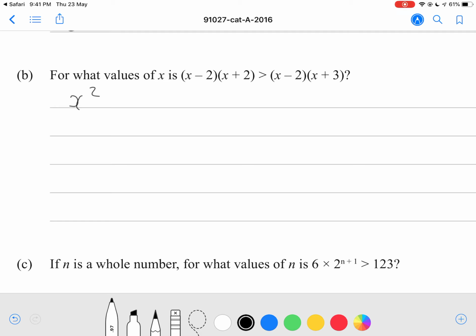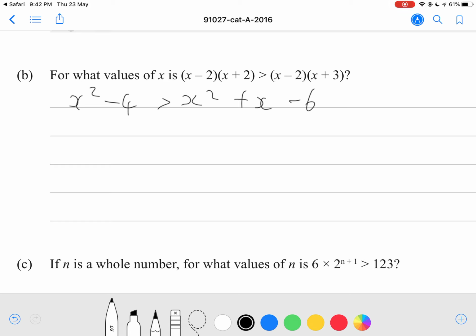So minus 2 and plus 2 cancel out, so there's no b value. So x squared minus 4 is greater than x squared plus, so positive 3 and negative 2 make positive 1x. So x squared plus x, and negative 2 times positive 3 is negative 6.